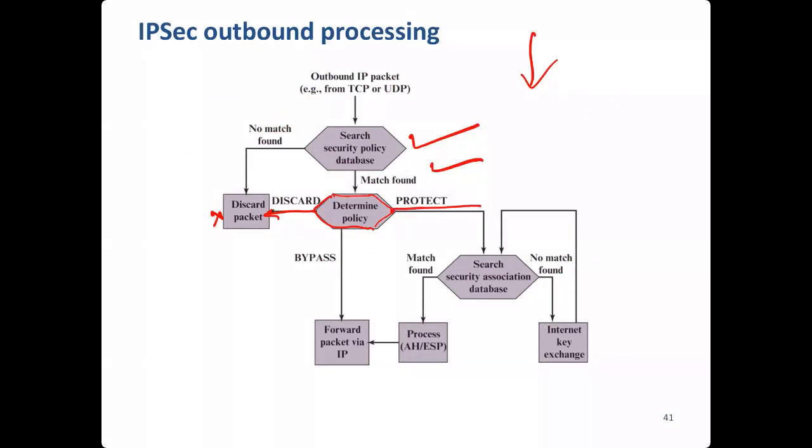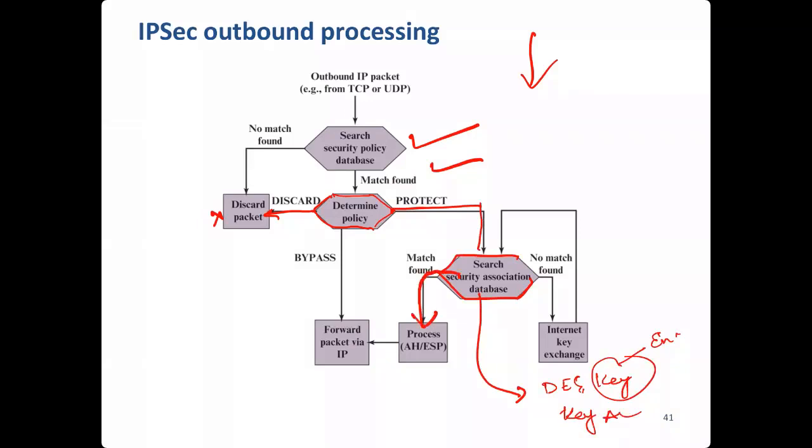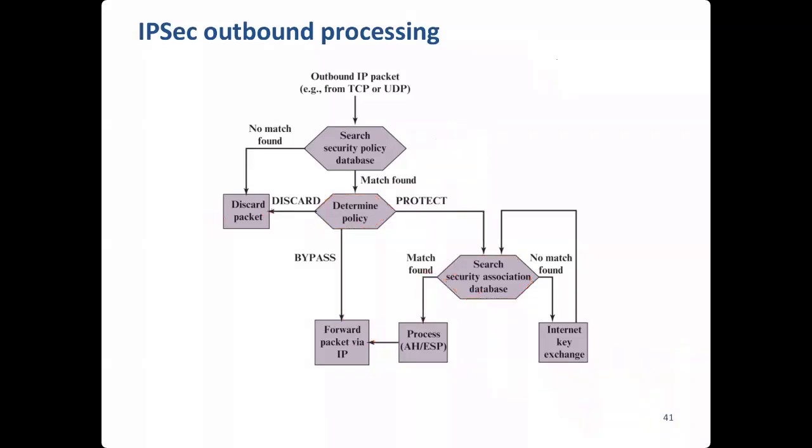If it's to be protected, then search the security association. The security association will define the protocol, say DES, and the key. What is the key that we are going to use? What is the key for encryption, the key for authentication, etc.? And then process the packet. If a match is found, process it and send it. If it is an ordinary packet, then don't do IPSec, just forward it, right?